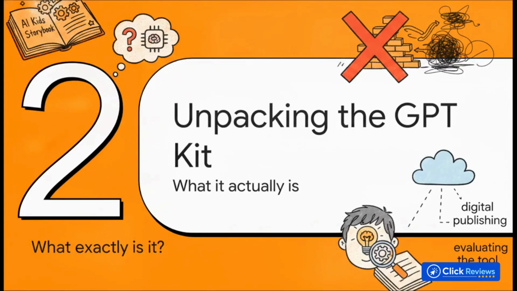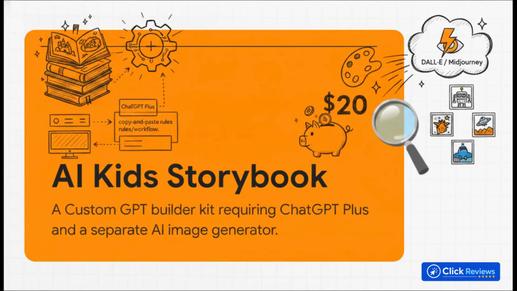Moving right along to Section 2, unpacking the GPT kit, what it actually is and what it isn't. Listen up, because this is perhaps the most important takeaway in this entire explainer. The AI Kids Storybook is absolutely not a standalone software application. It is a custom GPT builder kit. Think of it like a highly specialized instruction manual that sits directly on top of ChatGPT, basically acting like a manager, keeping it strictly on task so it doesn't wander off. It's a set of copy and paste rules and workflow instructions that you drop into OpenAI's custom GPT feature.